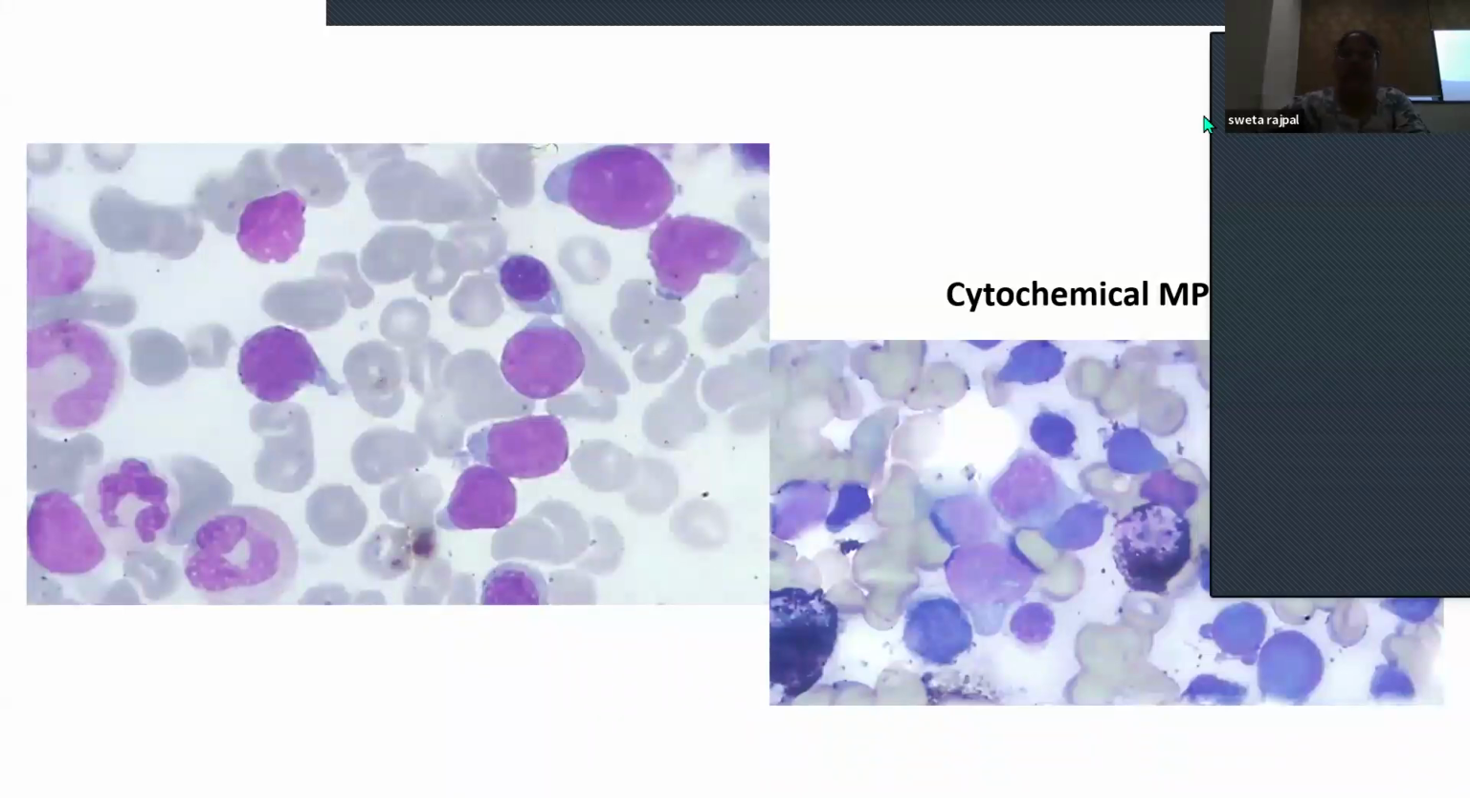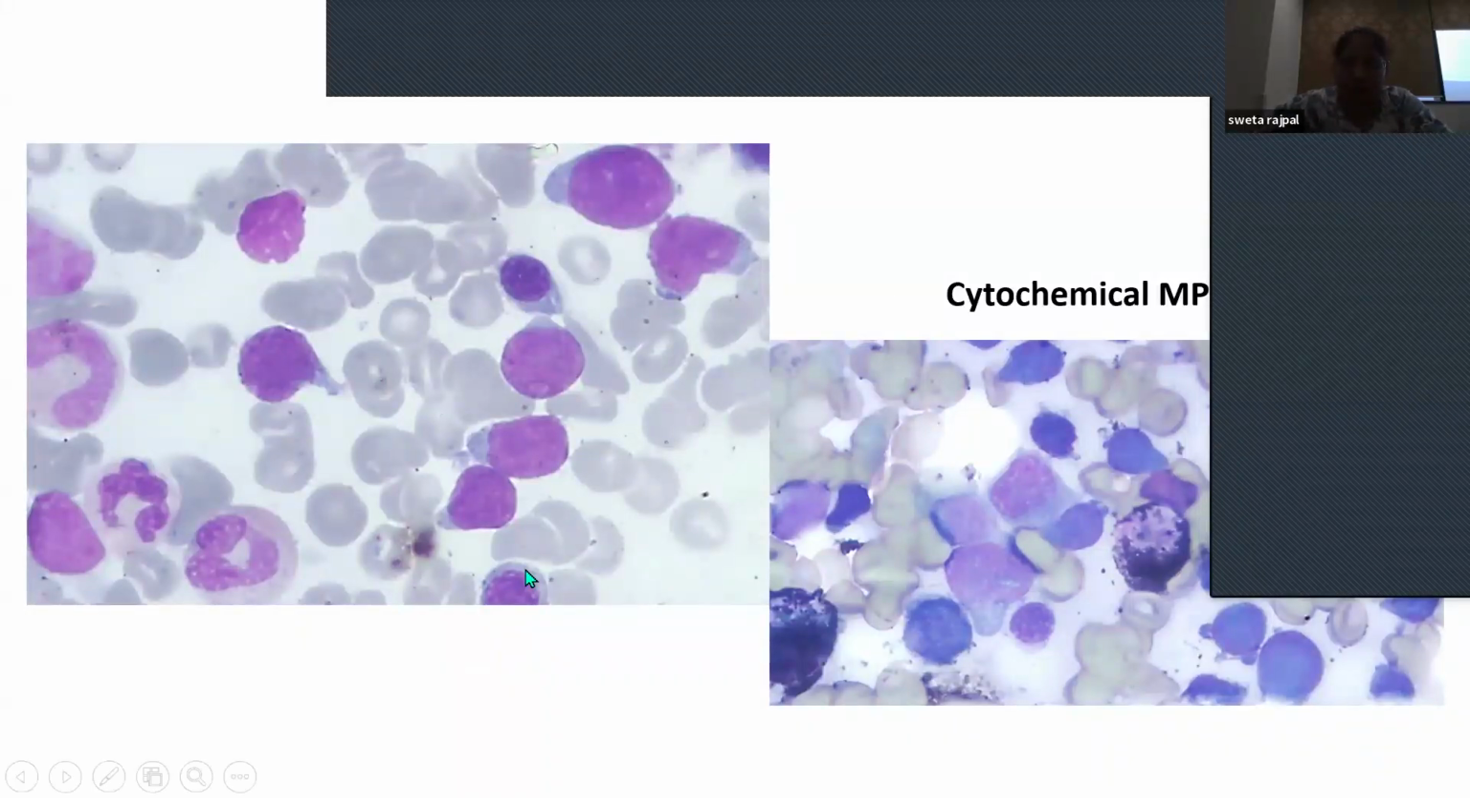So we just limit to saying it is acute lymphoblastic leukemia. We don't say unless, we just limit to saying acute leukemia, and we don't go for labeling it as lymphoblastic or myeloid series or mixed phenotypic based on morphology. We have to perform flow cytometry for saying that.